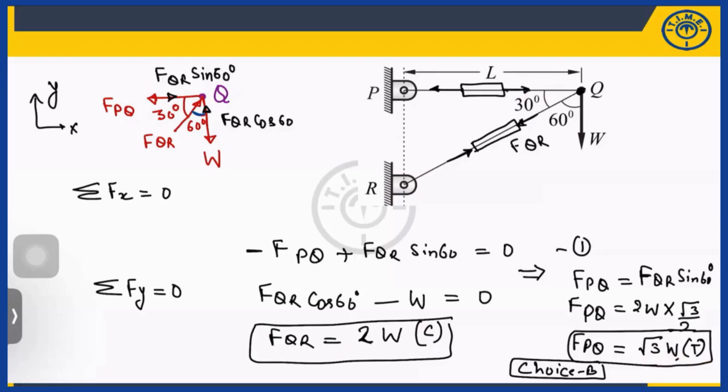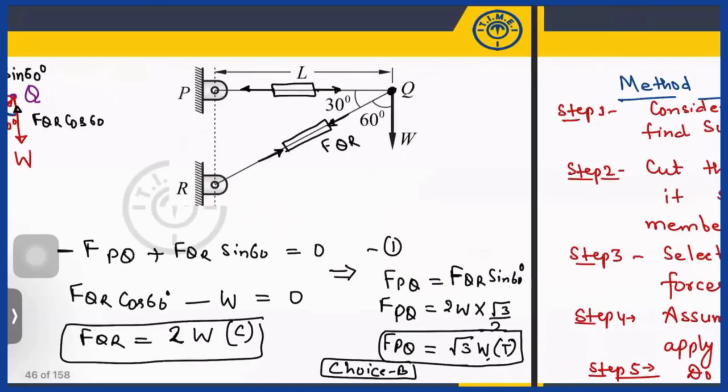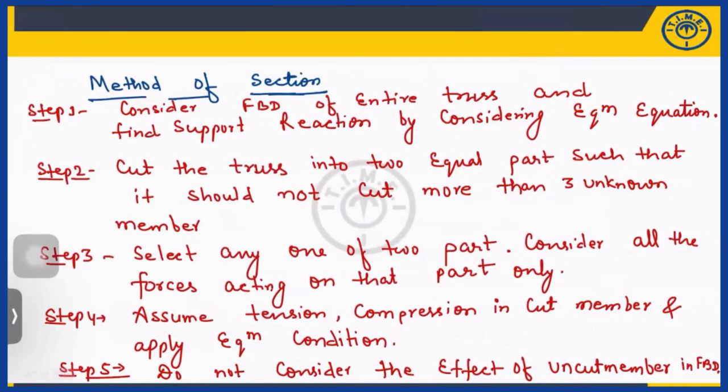Now, how to solve problems based on the method of section. First of all, I will discuss the various steps you have to follow in the method of section. Then we will solve some problems. The first part is the same in the method of joint as well as the method of section. You have to draw the free body diagram. For example, this is the truss structure and these are the supports. You have to apply the reactions and calculate them. That is common for both the method of joint and the method of section. That's why I mentioned, consider the free body diagram of the entire truss and calculate the support reactions using the equilibrium equations. So this part will be common.